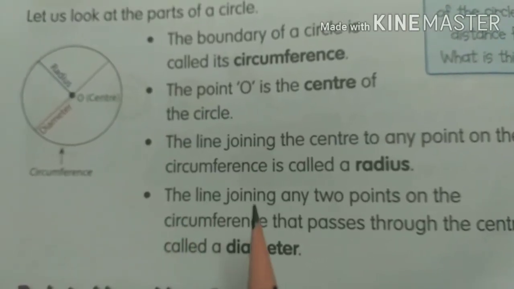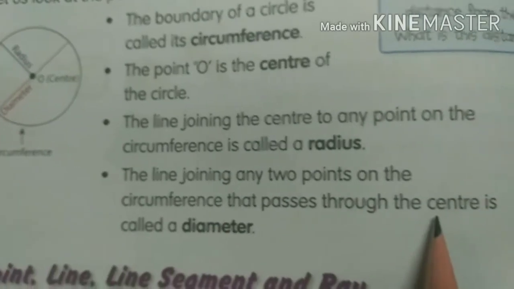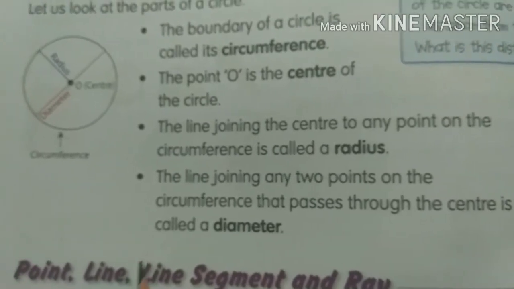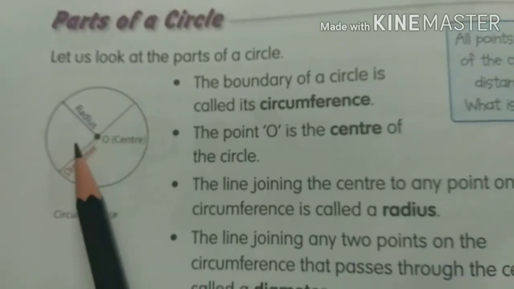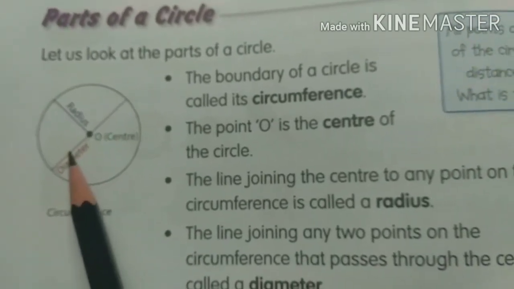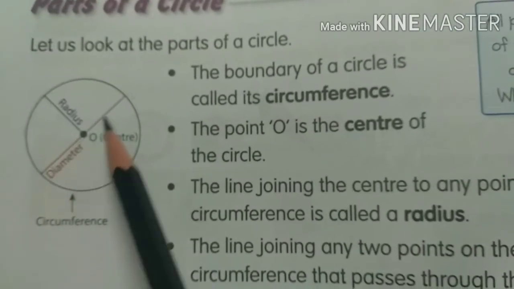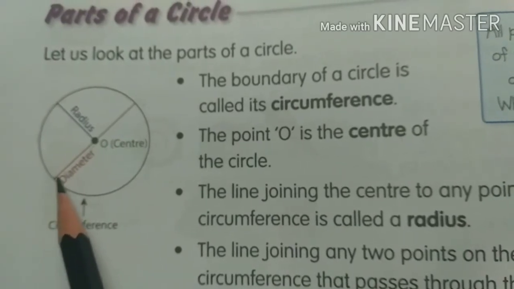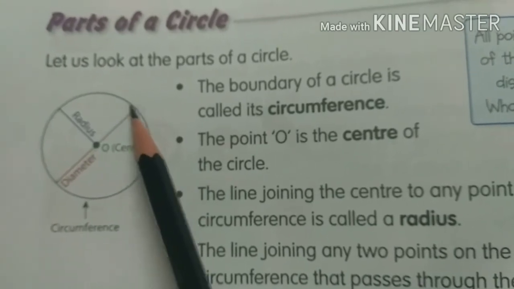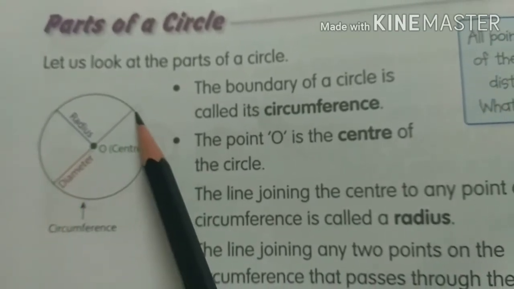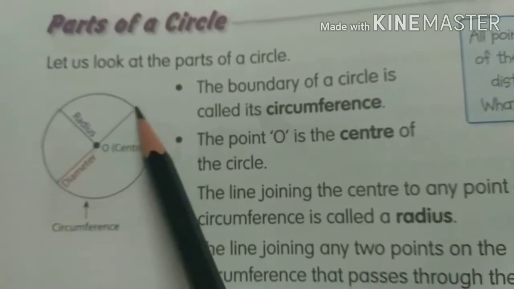Diameter. The line joining any two points on the circumference that passes through the center is called a diameter. It passes through this center. The line joining any two points on the circumference that passes through this center is called the diameter.